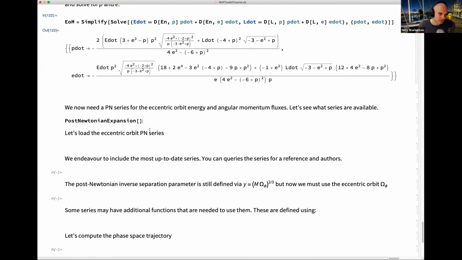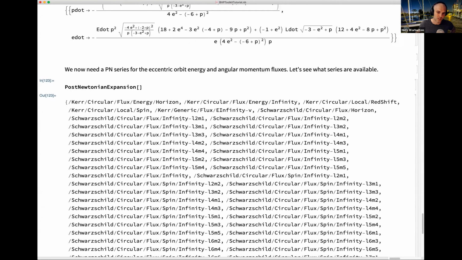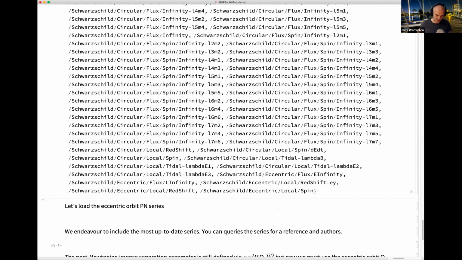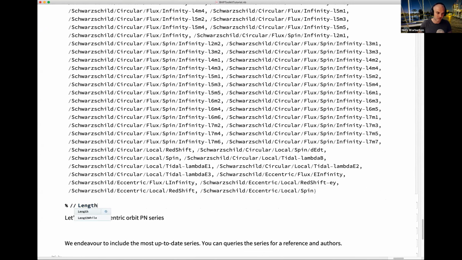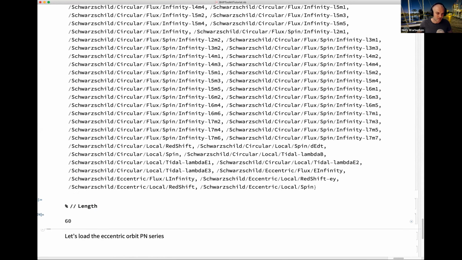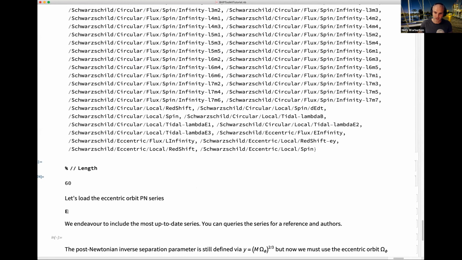I didn't mention this before, but there's actually a lot of post-Newtonian expansions available. So if you just run the post-Newtonian expansion with no arguments, it gives you a list of all the series that are currently there. And in fact, you can see there's about 60 high order post-Newtonian series that are just available for you to load. Okay, so let's actually go ahead and load some of those.